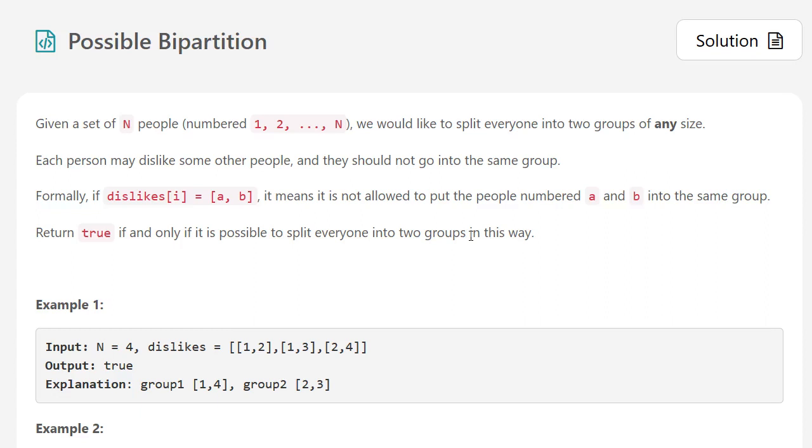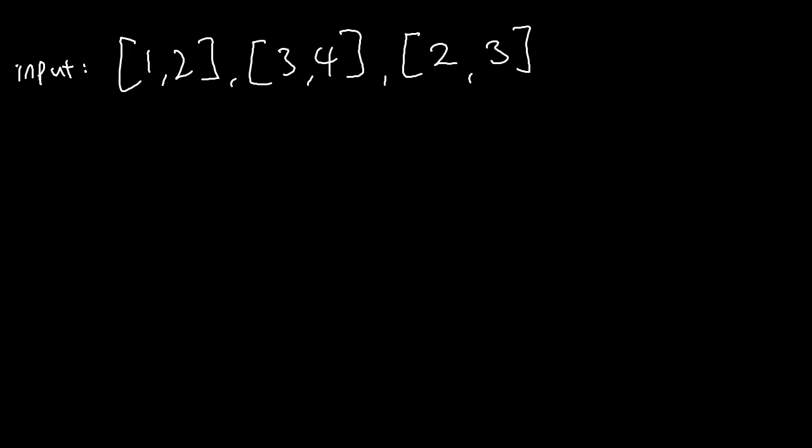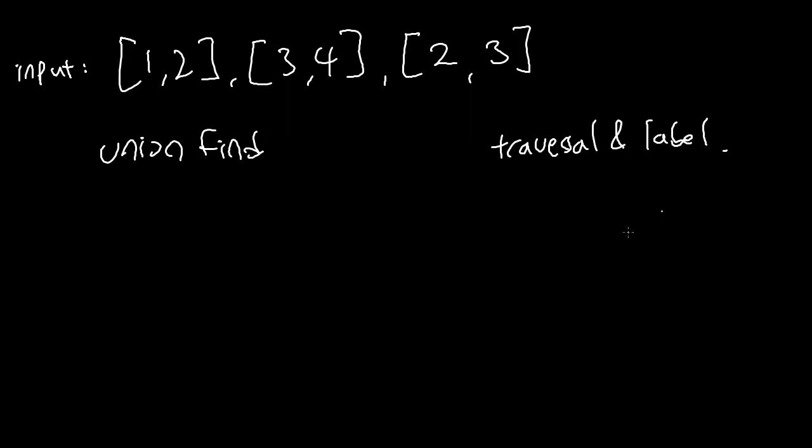All right, this question is Possible Bipartition. There's two main ways that we can go about solving this question. One of them will rely on union find, and the other one will just rely on graph traversal, and we also label the nodes at the same time.